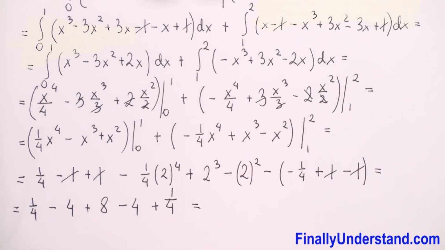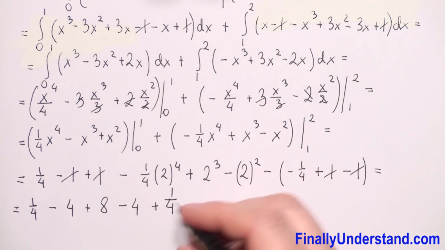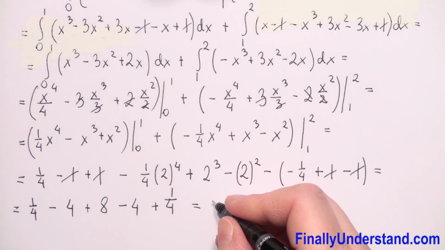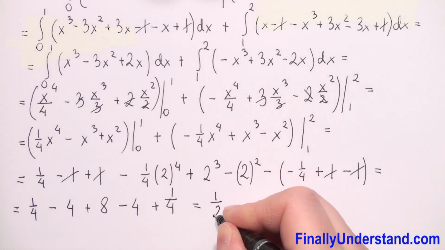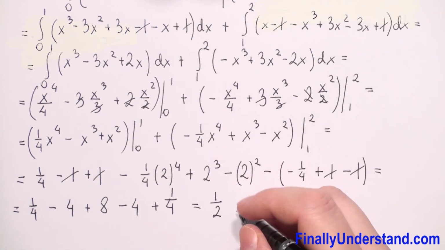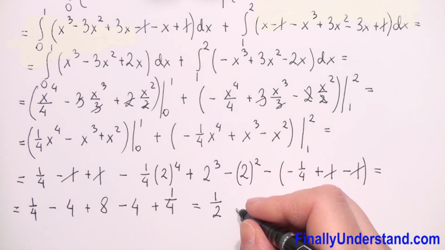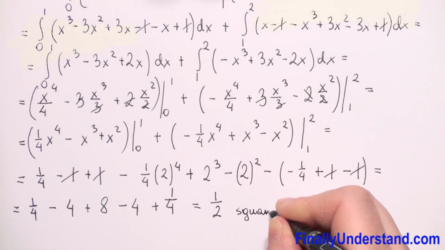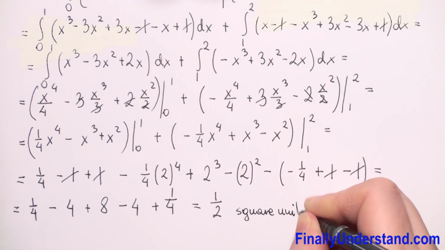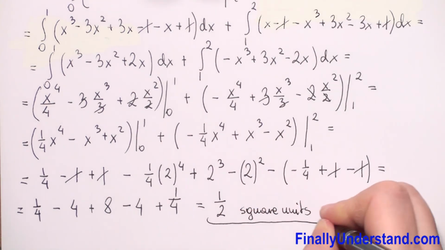So this is equal. Negative 4 and negative 4, negative 8 plus 8 will be 0. And we have 1 over 4 plus 1 over 4 is 2 over 4. So it's 1 over 2. Of course, because this is area, we have square units. This is my solution.